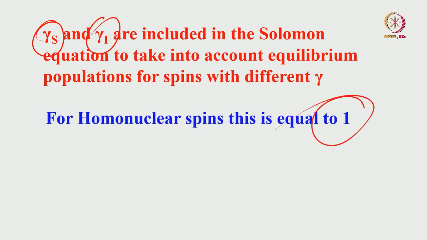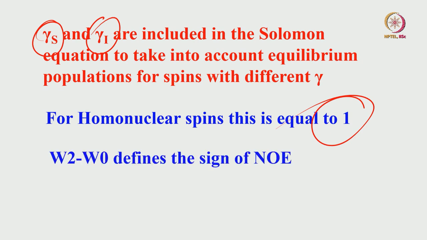When I take protons, we don't need to worry about it. So all we have to deal with is sigma IS over rho IS. That's the important thing: cross relaxation over the longitudinal relaxation rate constant. So W2 minus W0 defines the sign of NOE.